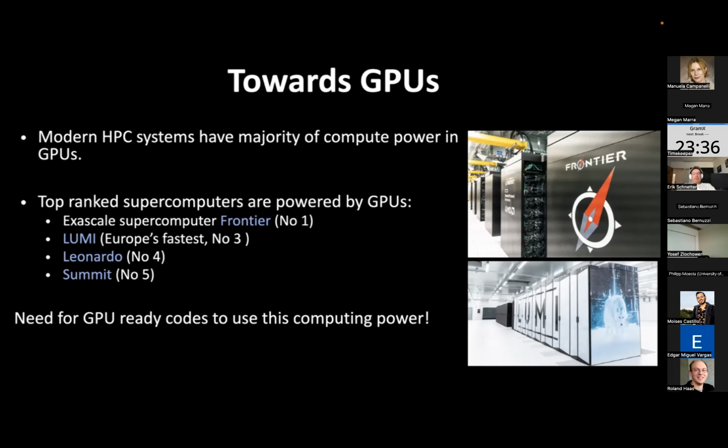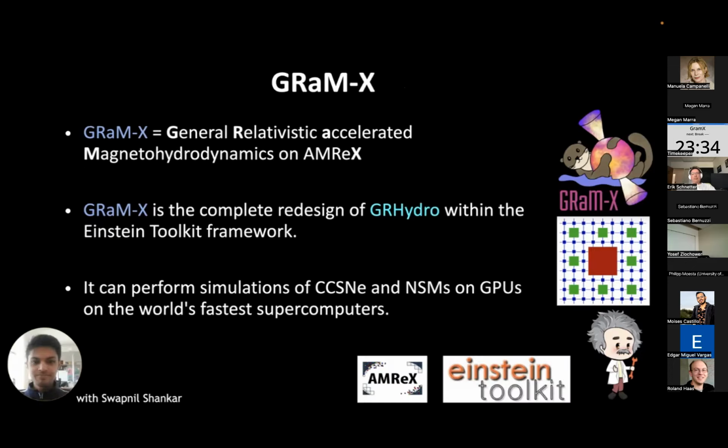So the code we developed, and this was really work led by Swapnil, has been deemed GRaMX, General Relativistic Accelerated Magnetohydrodynamics on AMReX. I'm going to go into the different components that come into this in the next few slides, but GRaMX is basically a complete redesign of what was, or still is, GRHydro within the Einstein Toolkit framework.